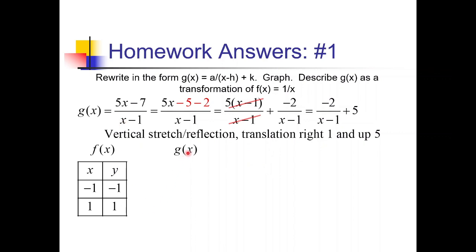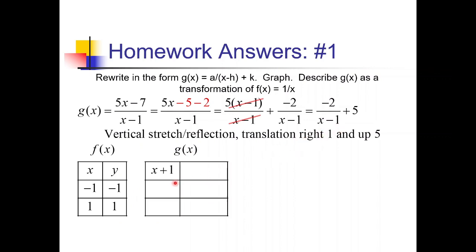And my modified table now, for the x's, we're just going right 1. That's the only horizontal change. So x plus 1 for that. For the y values, we've got a few things happening. We have a negative 2 times all the y values, and then we have to add 5 to those. So negative 2y plus 5.